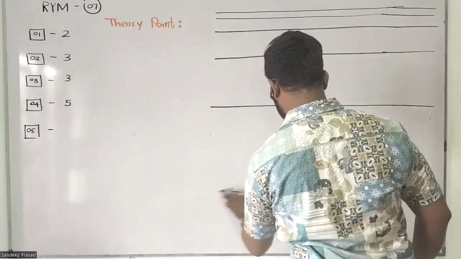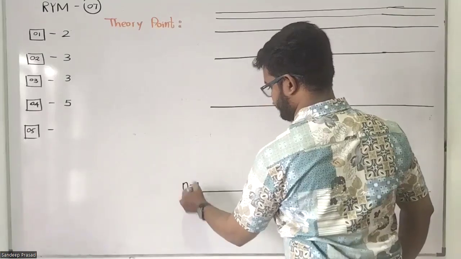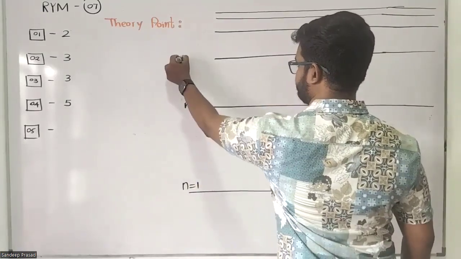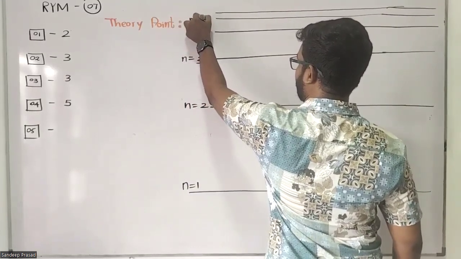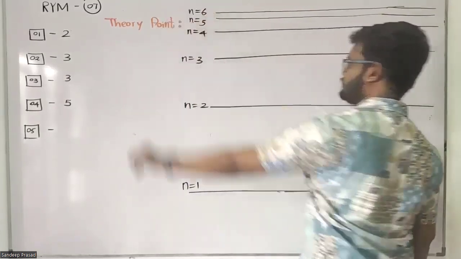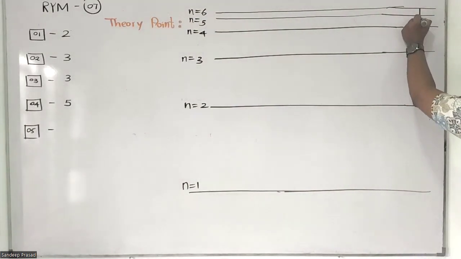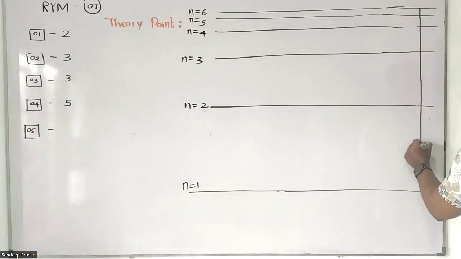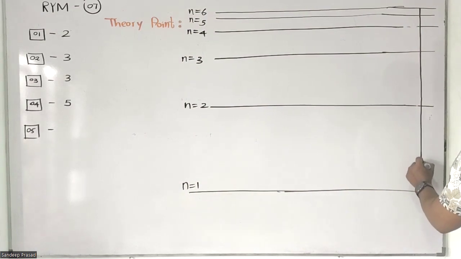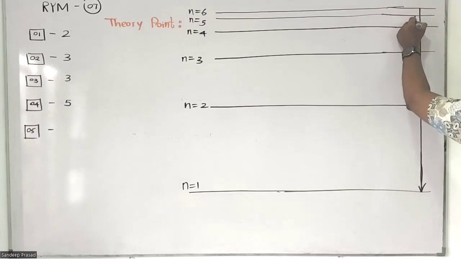N equal 1 here. Let me consider N equal 2 here, 3, 4, 5, 6. Right? We know that all the electron transitions, the electron went to the high energy levels. It is coming back to the low energy levels.